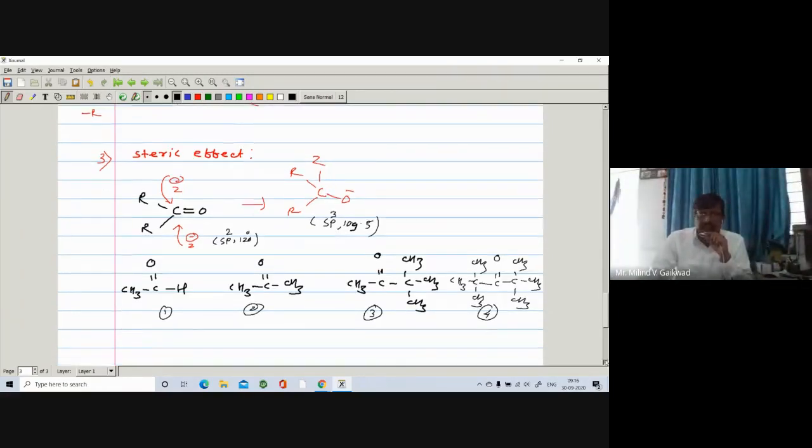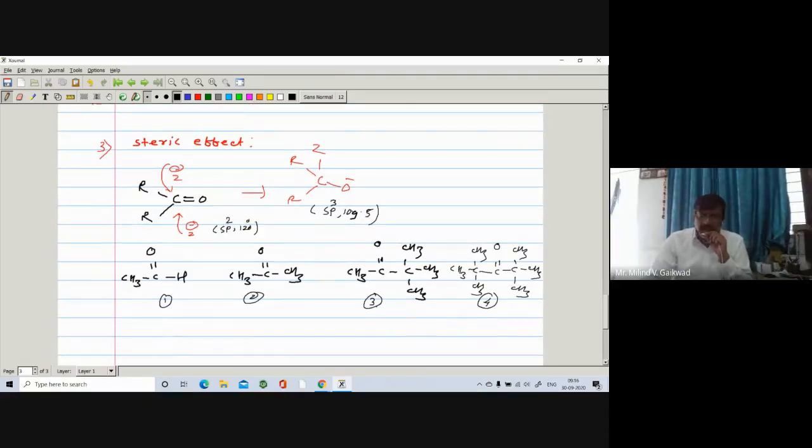First is acetaldehyde, second is acetone, third is methyl tertiary butyl ketone, and fourth is di-tertiary butyl ketone. Now here we see that there is an attack of Z on the sp2 carbon. In the first case, there was hydrogen and methyl. The groups are small, but as we go from 1 to 2, 2 to 3, and 3 to 4, the bulkiness in the substrate increases.